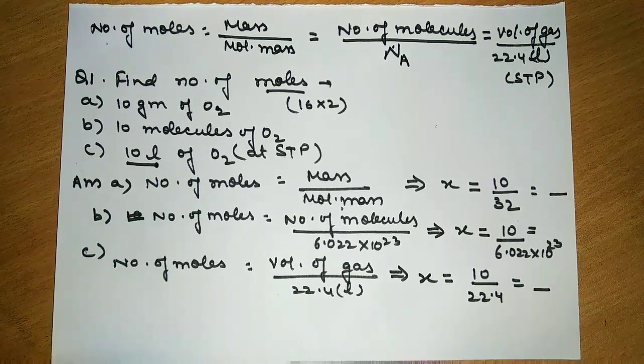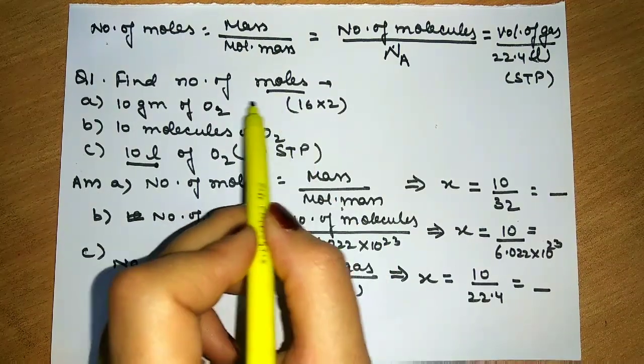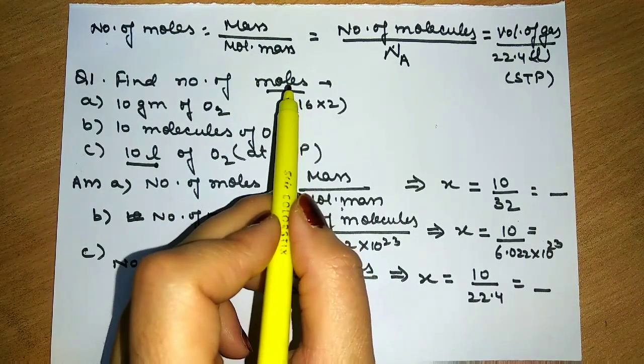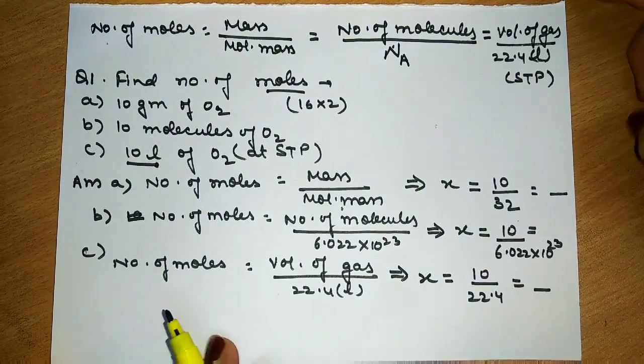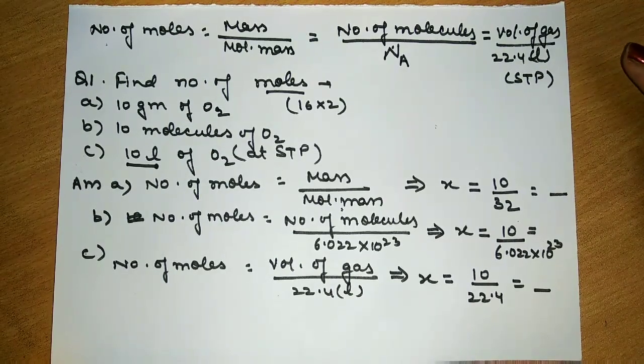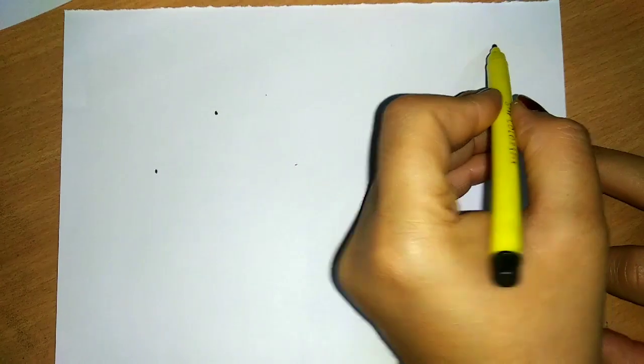Understood? So this is how we can find it. I have given you one question where you are supposed to find the number of moles. Now we'll move on to when you have to find mass, when you have to find molecules, and when you have to find volume. Okay? So take the screenshot. 3, 2, 1. Great. And I'll move to the second question.